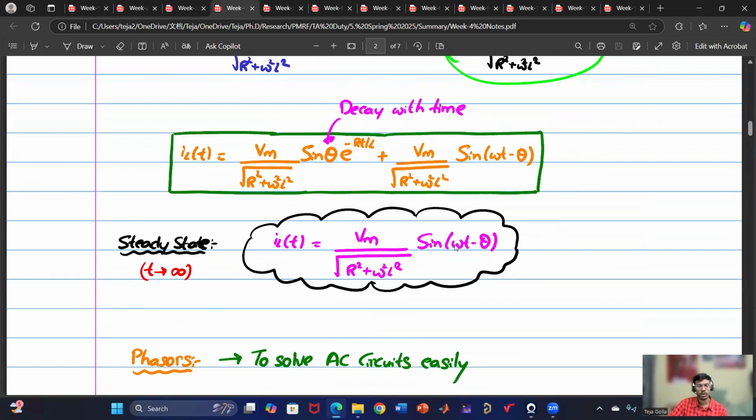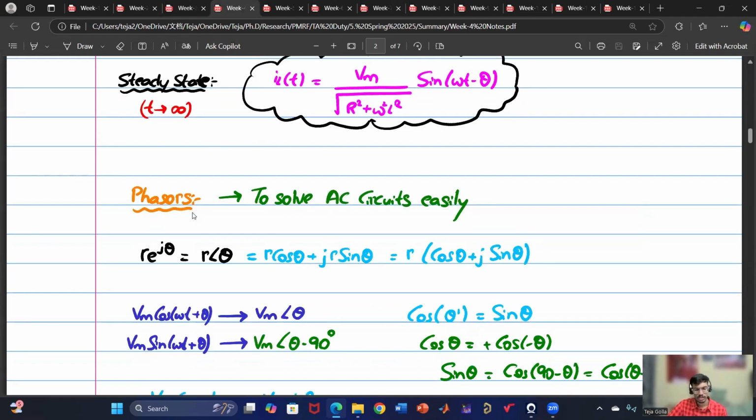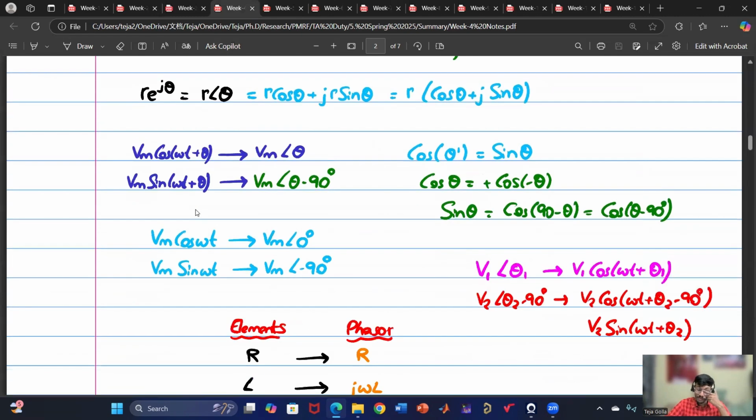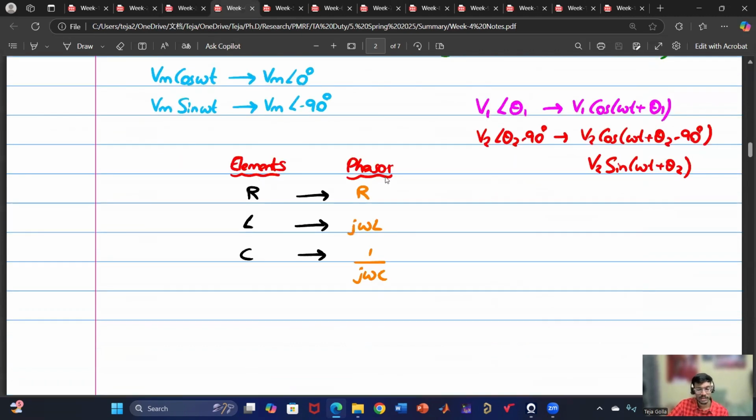So this week, we were only dealing with the steady state terms of a time varying source with an RLC network. In this case, this is the steady state, and we have observed that this can be obtained using phasors, and we have learned about phasors. So these are the conventions that we have used in phasors. Cos omega t plus theta is Vm angle theta. Sin omega t plus theta is Vm angle theta minus 90 degrees. And using this, we have converted everything into phasors.